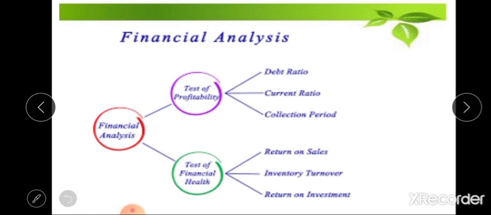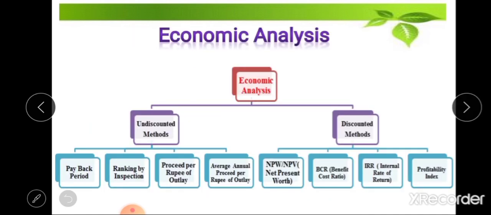Okay, so after that, next one, that is economic analysis. So this economic analysis is done by using two methods, that is undiscounted measures and discounted measures. So undiscounted measure means time value of money is not considered under this method. So these are the four methods, that is payback period, ranking by inspection, proceeds per rupee of outlay and average annual proceeds per rupee of outlay. By using this method we can identify whether the project is feasible or not.